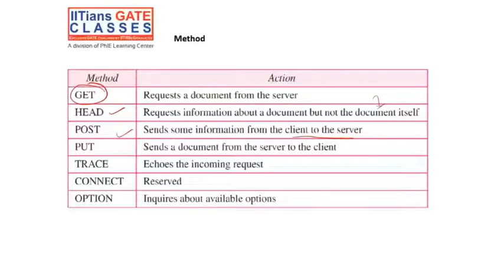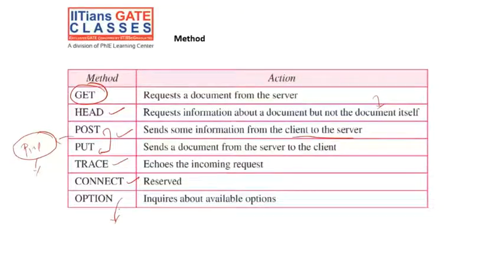So POST and PUT are two very important methods. Normally we use them in PHP and every other scripting language, right? But normally in the beginning we studied POST and PUT in PHP as the same thing. PUT sends a document from the server to the client. TRACE echoes the incoming request, from where the request is actually coming. CONNECT, we know, is reserved for connection. OPTIONS, there are so many options.